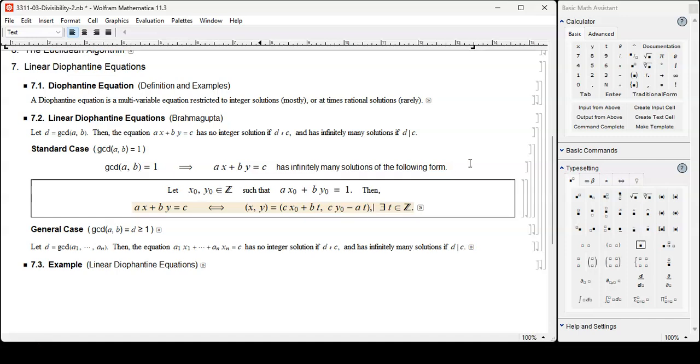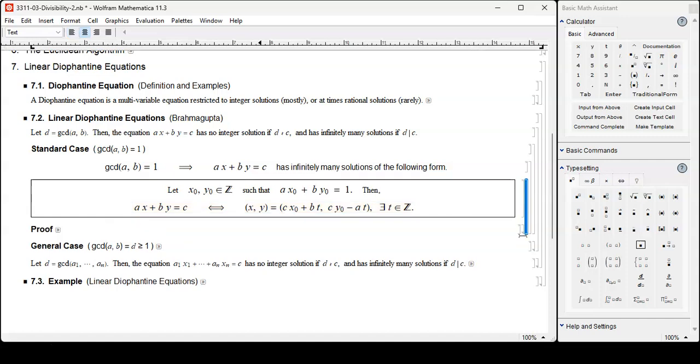Moreover, the general solution looks like this. Cx0 plus bt, cy0 minus at. So not only can we prove that there are infinitely many solutions because t can be an arbitrary integer, but also we have the general formula. Find x0, y0 through the Euclidean algorithm. Okay, that's step 1, and that can be a bit significant. A lot of steps. And then step 2. Step 2 is actually easy. Just a formula, and there it is.